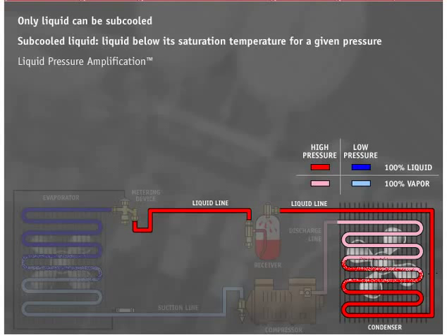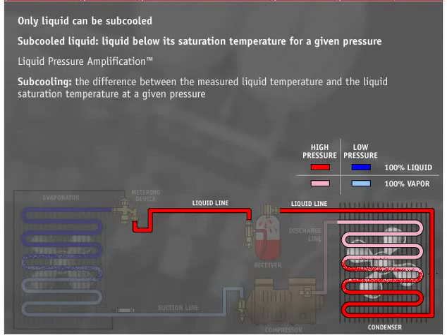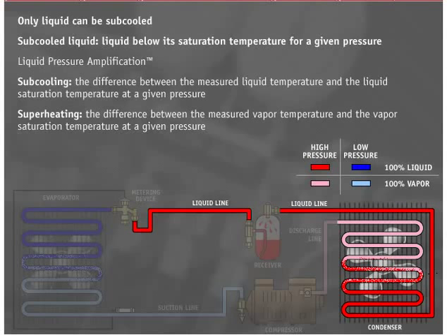Technically, subcooling is defined as the difference between the measured liquid temperature and the liquid saturation temperature at a given pressure. Likewise, superheating is defined as the difference between the measured vapor temperature and the vapor saturation temperature at a given pressure.